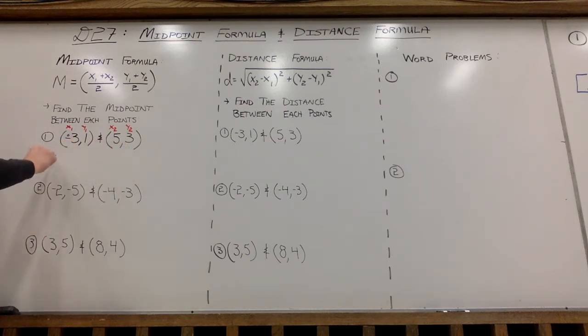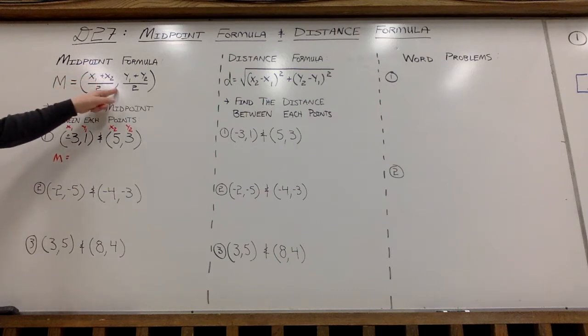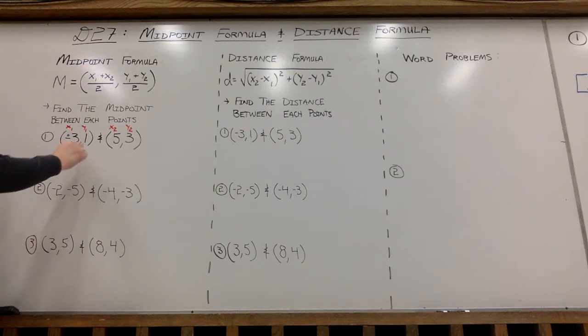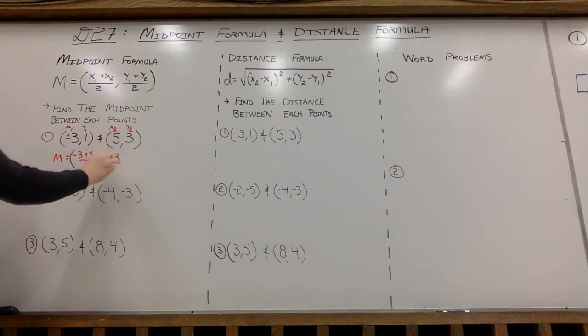So to find the midpoint of these two ordered pairs, the ordered pair that's exactly halfway in between these two, I am going to take the average of your x values, meaning I'll add the x's together and divide by 2, comma, then I'll find the average of the y's, add the y's together, divide by 2. So I'm going to take negative 3 plus 5 over 2, comma, then I'll add my y's, 1 plus 3, and put that over 2.